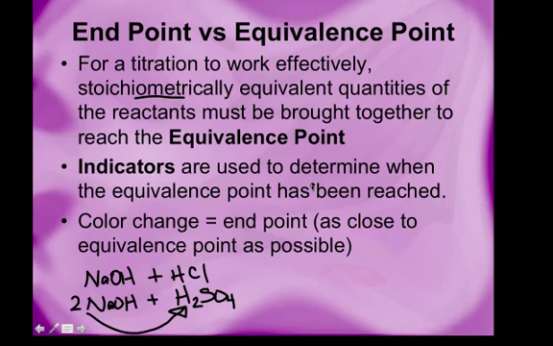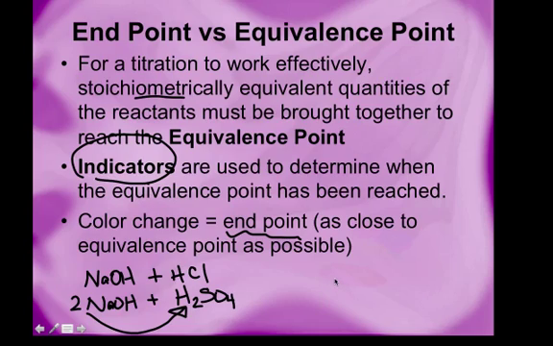And to tell when it's done, we use indicators. An indicator is something that changes color when you get to a certain pH level, or maybe the reactant has a color and the product doesn't, or the color changes when it goes from a reactant to a product. Those indicators are really important to tell us when the reaction has finished. So we want the end point where you see the color change to be as close to the equivalence point as possible.